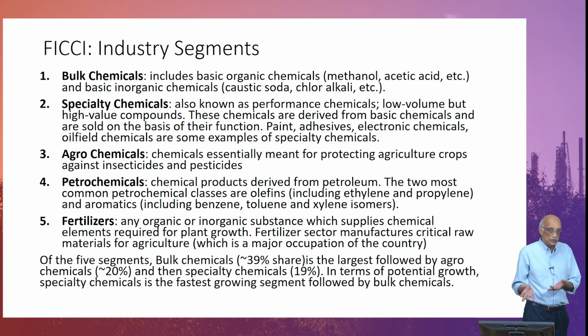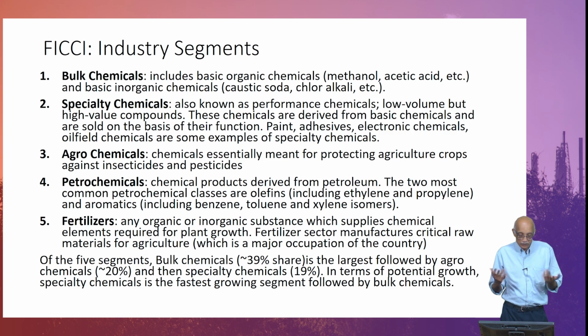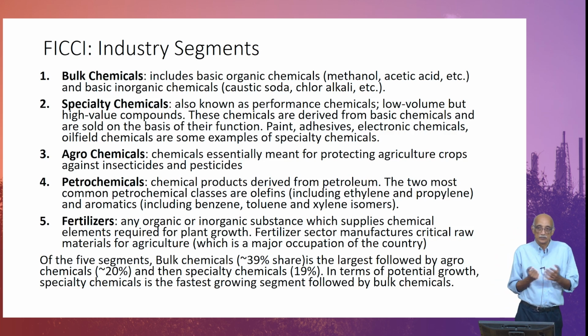Agrochemicals are chemicals that are used in agriculture. So, for crop protection and enhancement, for example, nano fertilizers. Huge game changer in terms of increasing the output from agricultural lands. The chemical industry will drive that. Petrochemicals, of course, products derived from petroleum, olefins, aromatics, and fertilizers. Of the 5, bulk chemicals is the largest market, followed by agro and then specialty. But in terms of potential for growth, specialty chemicals is the fastest growing, followed by bulk chemicals.